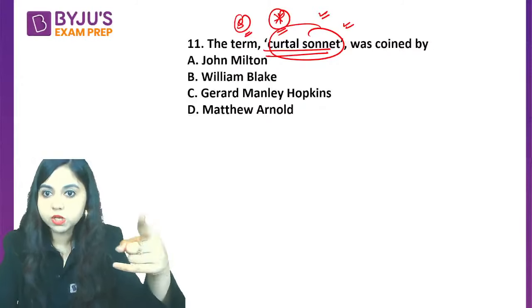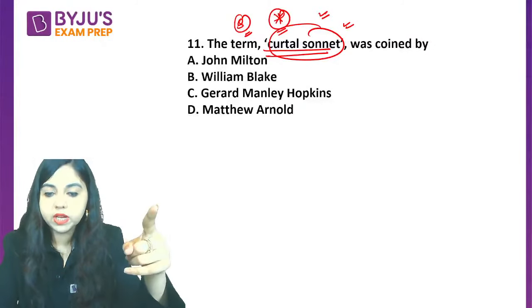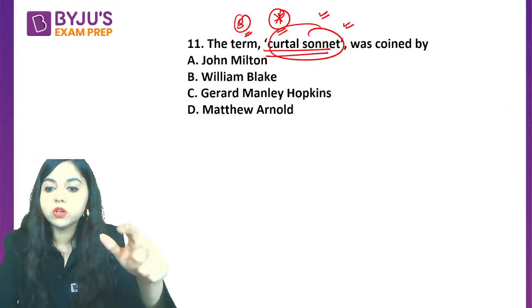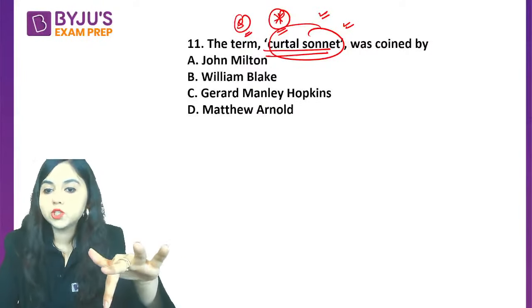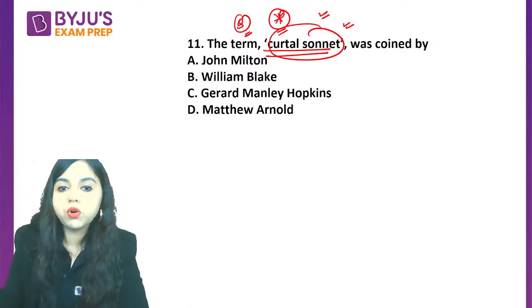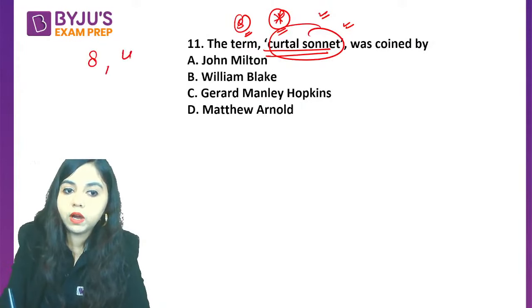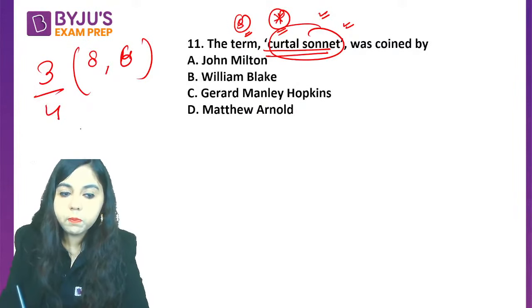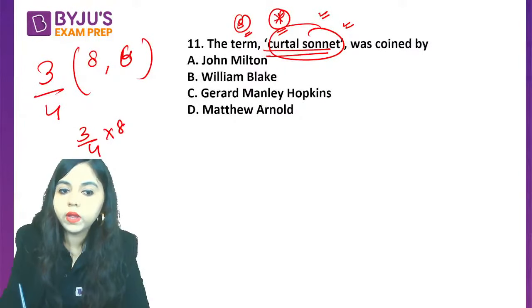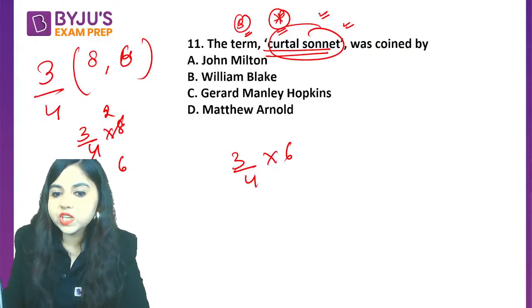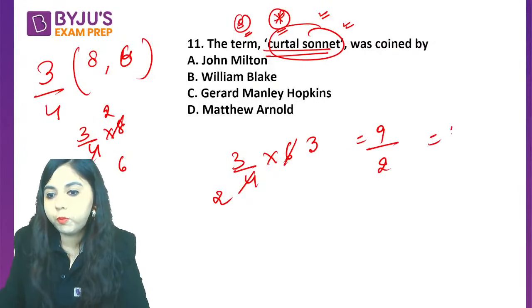Inscape, Instress, we just spoke about in today's class. That's also Hopkins, right? So Curtal Sonnet is a curtailed sonnet. It's an 11-line sonnet or 3/4 of a real sonnet. What is a real sonnet? A real sonnet is also called a Petrarchan sonnet of 8 and 6 lines. It is 3/4 of a real sonnet. So remember your mathematics, 3/4 × 8 becomes 6, and 3/4 × 6 is 4.5.